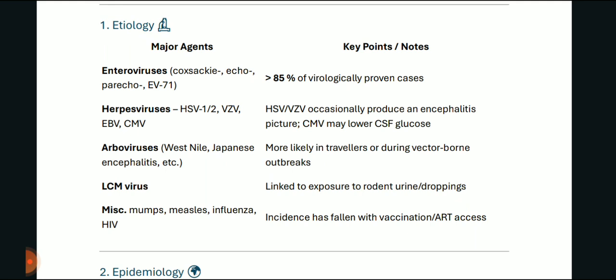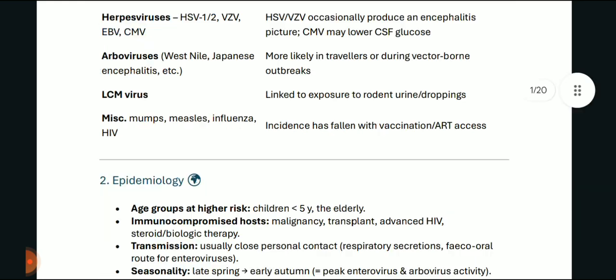There can be arboviruses like West Nile or Japanese encephalitis virus. They are more likely in travelers or during vector-borne outbreaks. And LCM virus is linked to exposure to rodent urine or droppings. And there can be other miscellaneous viruses like mumps, measles, influenza, and HIV, whose incidence has fallen with vaccination or the antiretroviral therapy era.